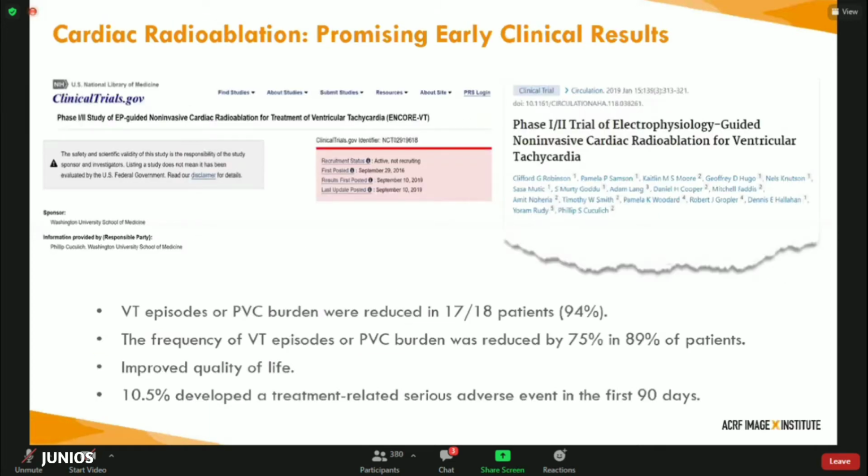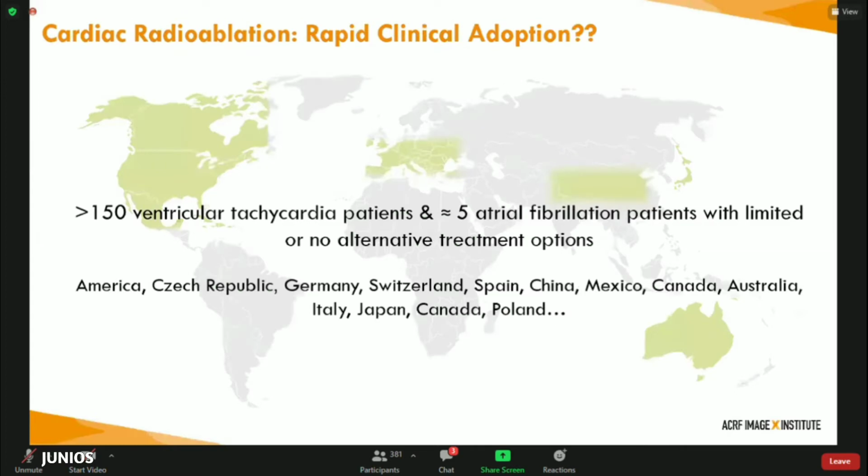The initial clinical results of cardiac radioablation for VT have been very promising. The largest amount of clinical data so far has come from the Washington University team, and the initial findings found that cardiac radioablation greatly reduced the number of VT episodes in 94% of their patients and improved their quality of life. Now, just a few years later, cardiac radioablation is already being used around the world within clinical trials or offered as a palliative treatment.